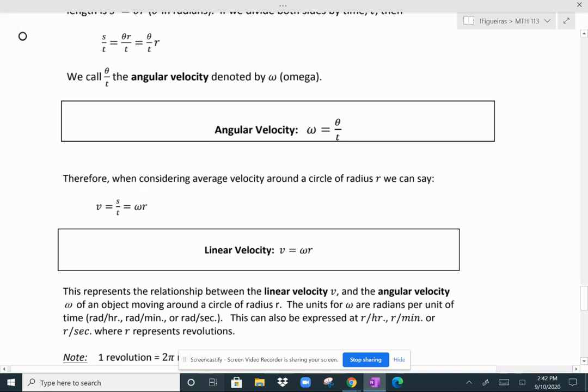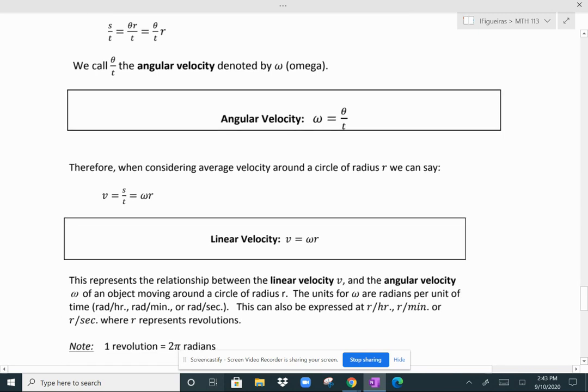So it'll be the velocity of an object moving in a circular fashion. So your omega, because your theta has to be expressed in radians, could be in radians per hour, radians per minute, or radians per second, because time could be any one of those three.